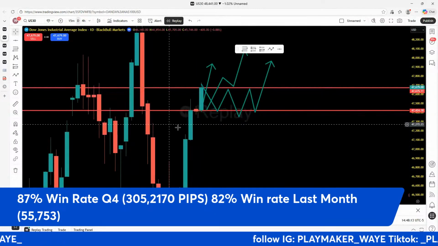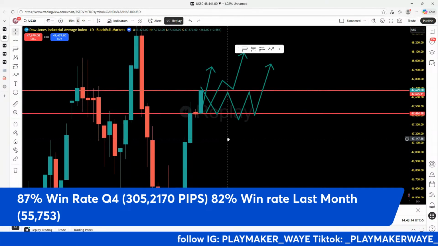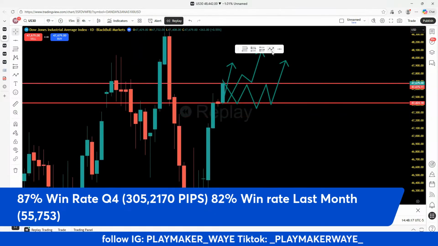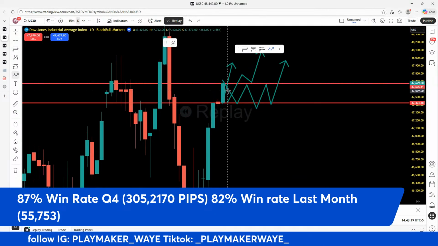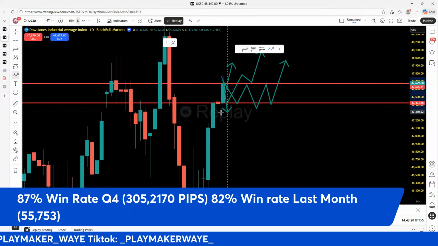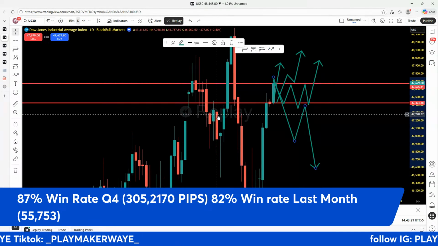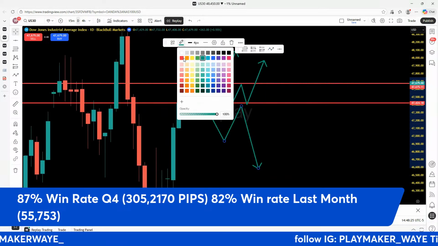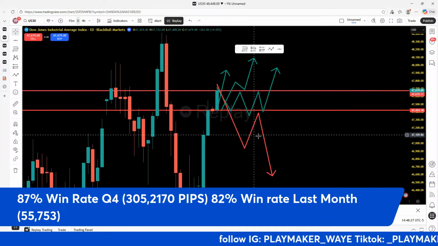The only way we would no longer look for buys and we would look for sells is if price not only breaks the support level, but turns it back into a resistance. Very, very simple, y'all.